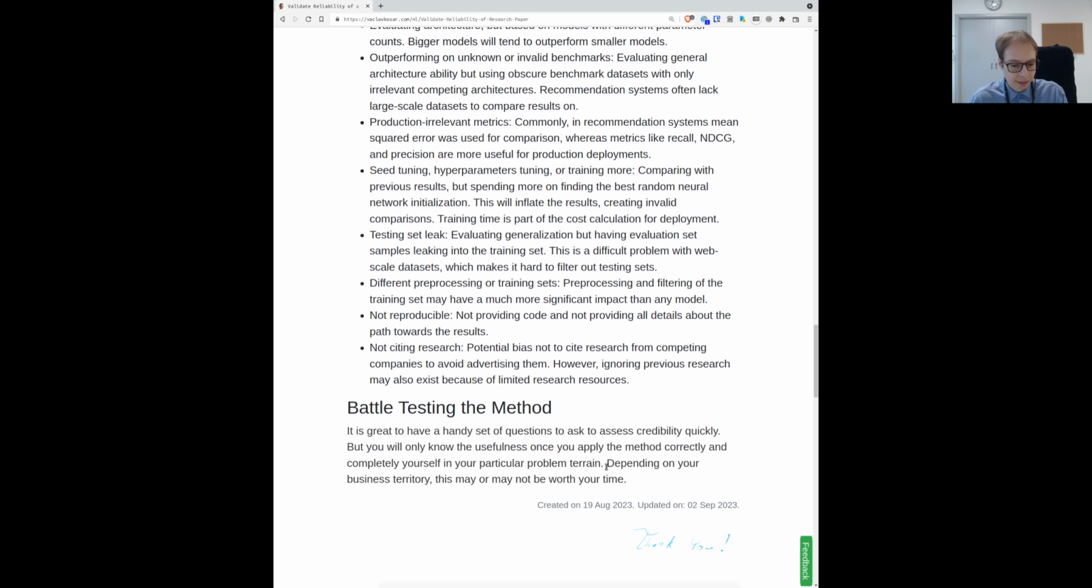It's great to have this set of questions and this sort of inspiration which you can use to ask about research. But ultimately, you will find the results for yourself only once you successfully implement the method on your particular problem terrain. So depending on your business territory, this may or may not be worth your time to spend on implementing a research paper.